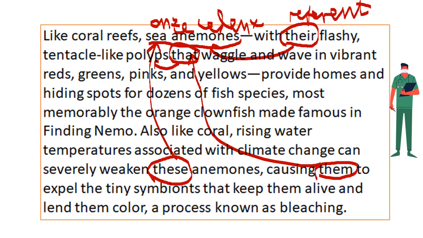Sea animals, to expel the tiny symbionts that keep. So what keeps? The tiny symbionts. So it refers to tiny symbionts that keep them alive and lend them color, a process known as bleaching.